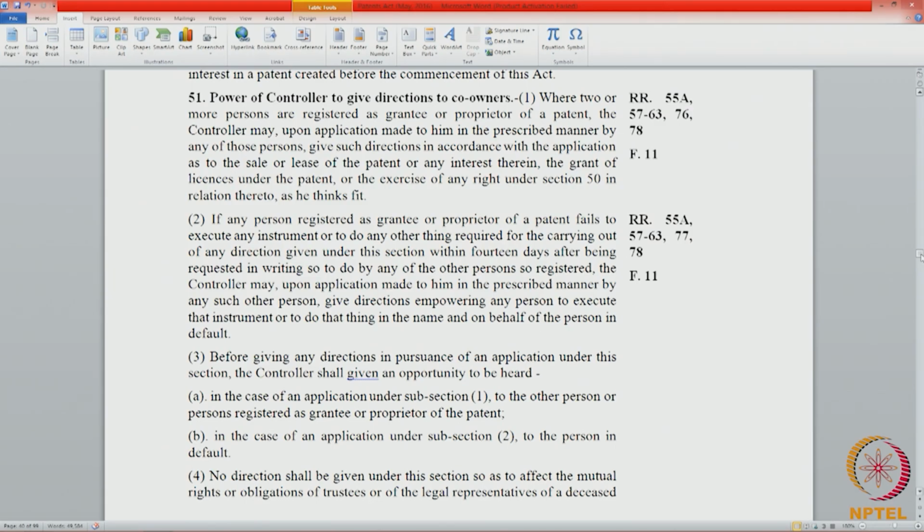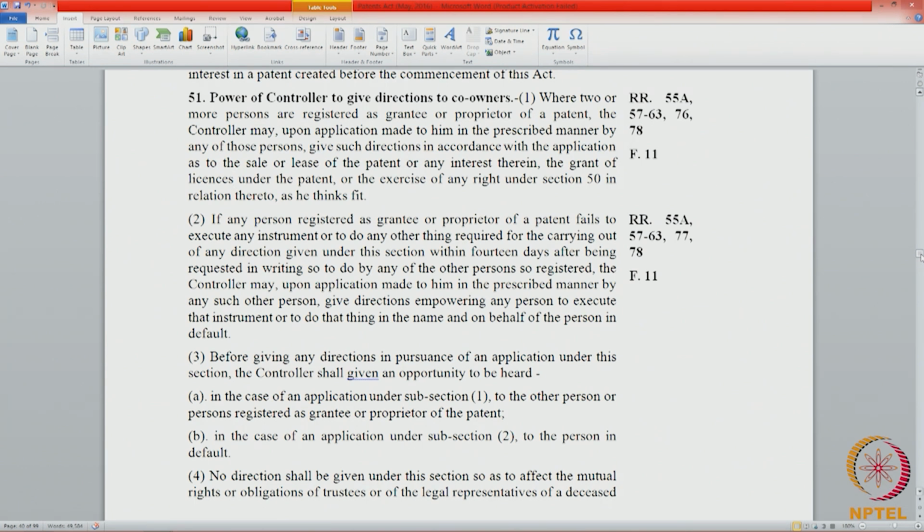If B and C refuse to execute it within the time given, the controller may, upon application made in the prescribed manner, that is Form 11, give directions empowering any person to execute that instrument or to do that thing in the name or on behalf of the person in default. Now, the controller can give a direction saying that because B and C are not cooperating, A may execute the agreement on their behalf. So, again you could use 51(2) to resolve a deadlock.